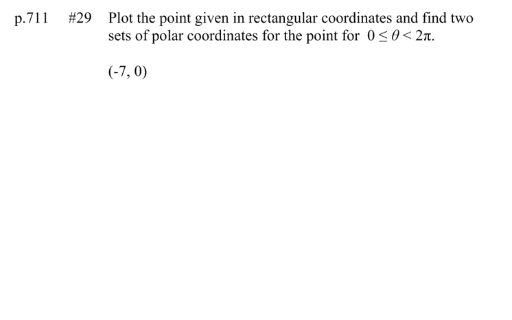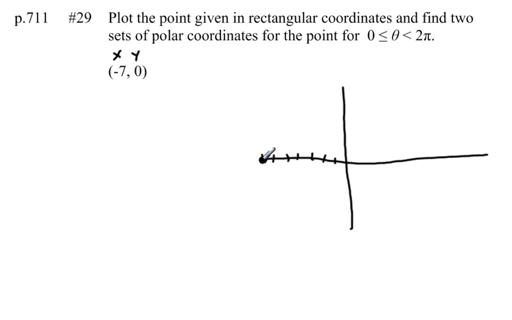Page 711, number 29. Plot the point given in rectangular coordinates and find two sets of polar coordinates for the point. Now we're given this point in rectangular coordinates, which is x comma y. So let's just make a rough sketch of where that point would be. Negative 7, 0 would be 7 to the left, and 0 up and down. So there's that point. Now two sets of polar coordinates.